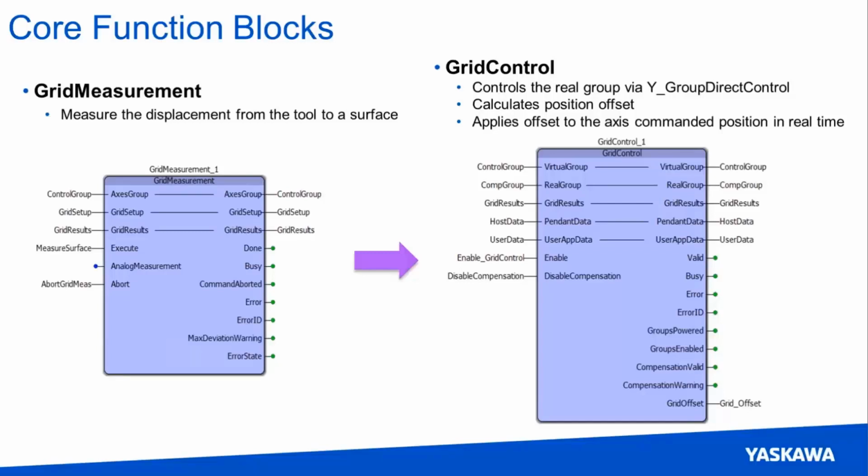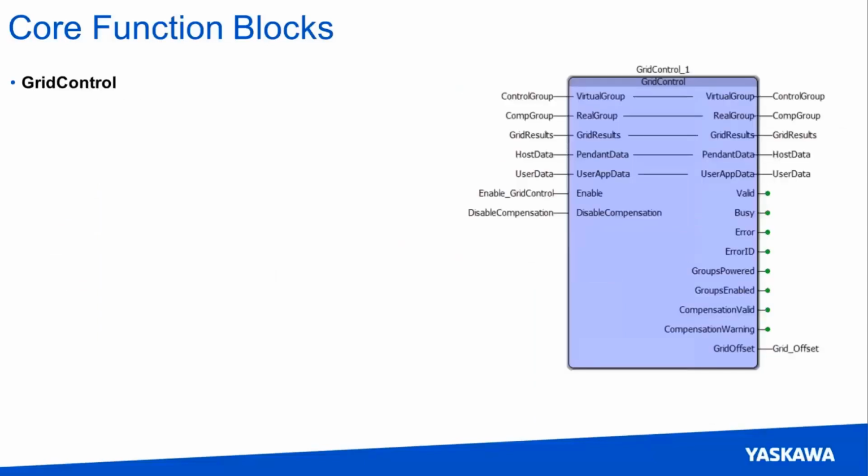The last thing I'll mention is in the bottom right of GridControl, we have the output grid offset. I'll mention this later as well, but grid offset should be a var global. So I want to speak a little bit more on GridControl first before we get into grid measurement. The reason being because GridControl must be running before you run grid measurement because it's actually controlling your real axes. But this is actually sort of step 2 in the process. Grid measurement would be step 1.